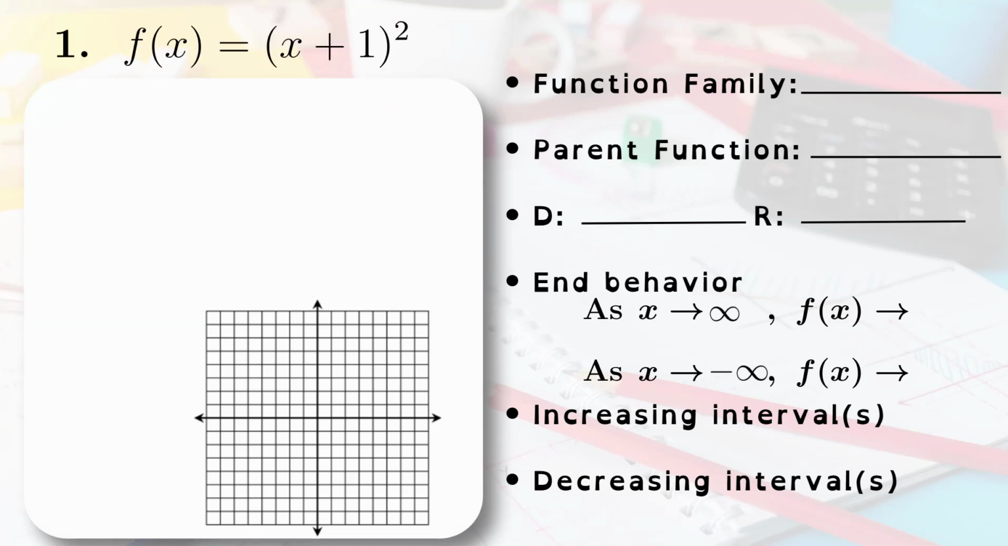On this one, we had (x plus 1) squared minus 4. So the function family for that one is quadratic. The parent function is f of x equals x squared.